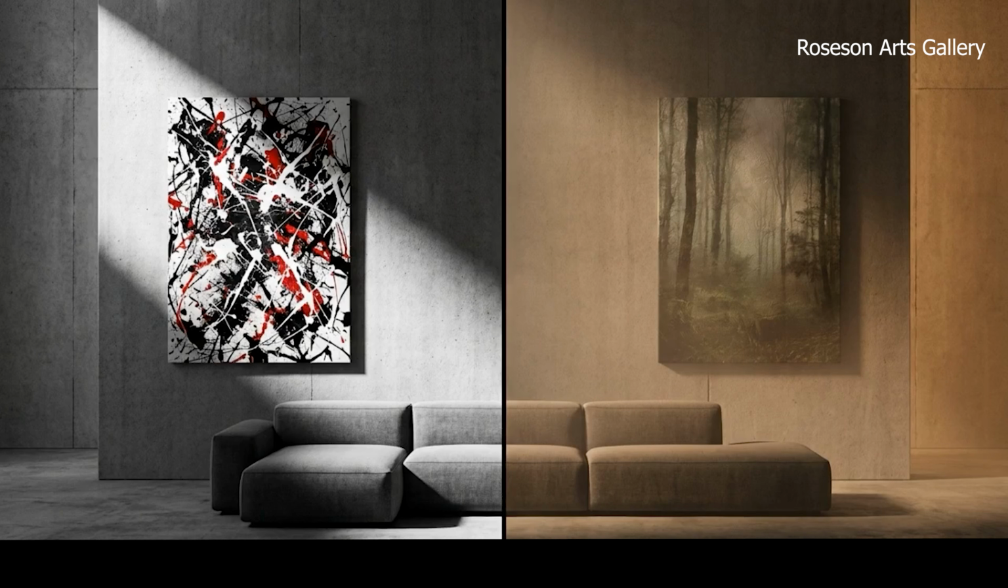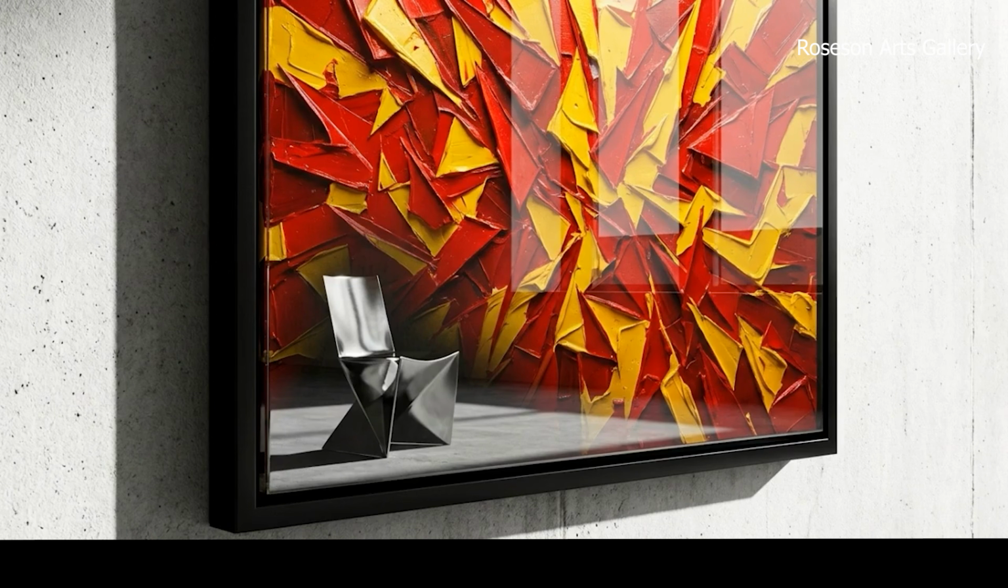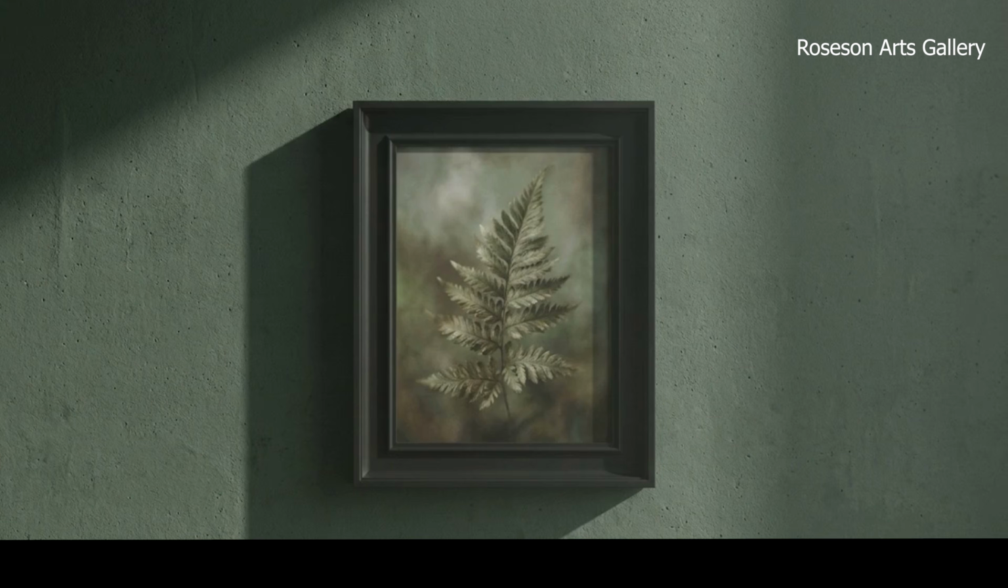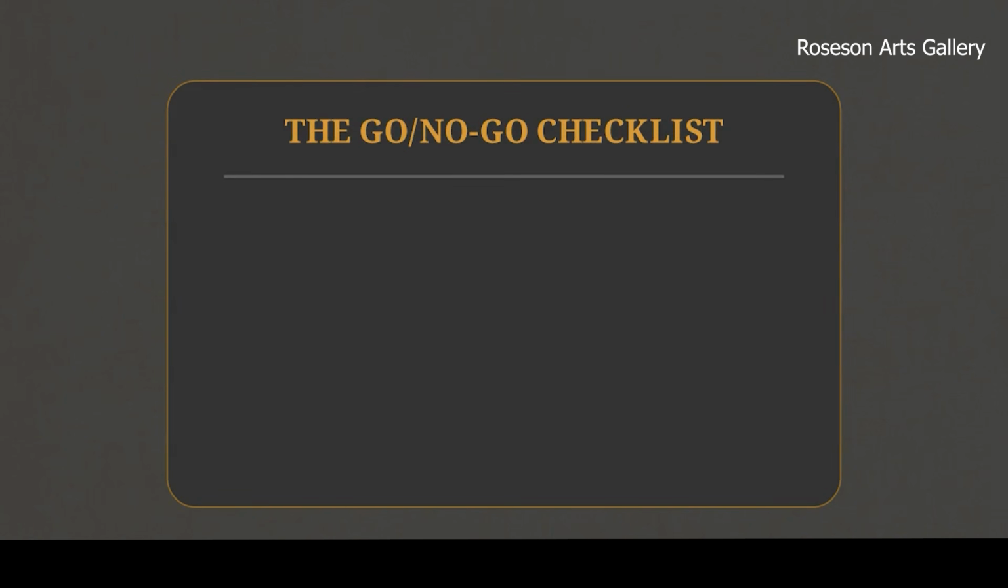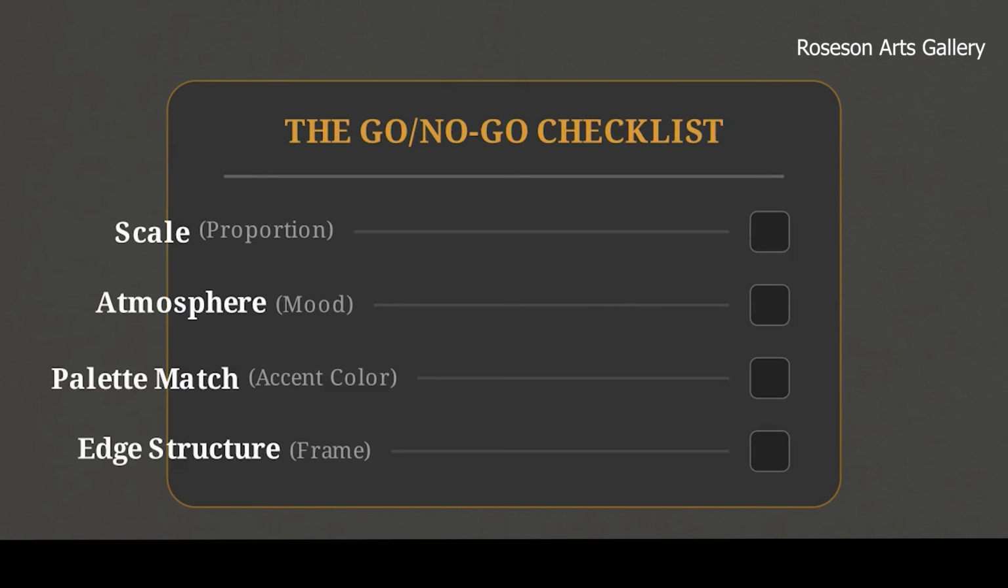Aesthetic optimizers use canvas subject matter to dictate the psychological mood of the space. Abstract pieces inject energy into static rooms, while botanical or landscape pieces enforce architectural calm. This scorecard displays the 4-point checklist. A finished living room requires treating art as a structural component. Every purchase must pass these 4 inputs: proportion, mood, accent color, and frame.